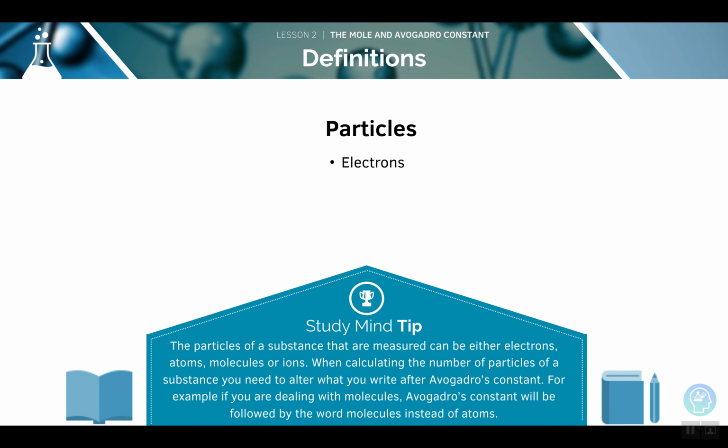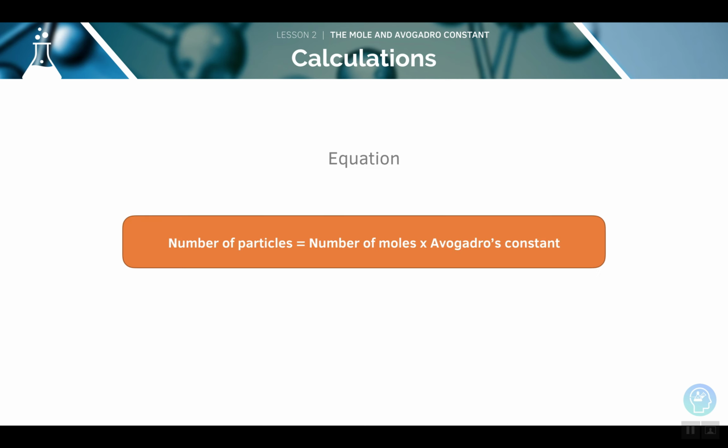The particles of a substance that can be measured can be either electrons, atoms, molecules, or ions. When calculating the number of particles of a substance, you need to alter what you write after the Avogadro's constant. For example, if you are dealing with molecules, Avogadro's constant will be followed by the word molecules instead of atoms. It's helpful to learn the following equation as it helps to adjust your calculation depending on which pieces of information you're given. The equation is the number of particles equals the number of moles times the Avogadro's constant.